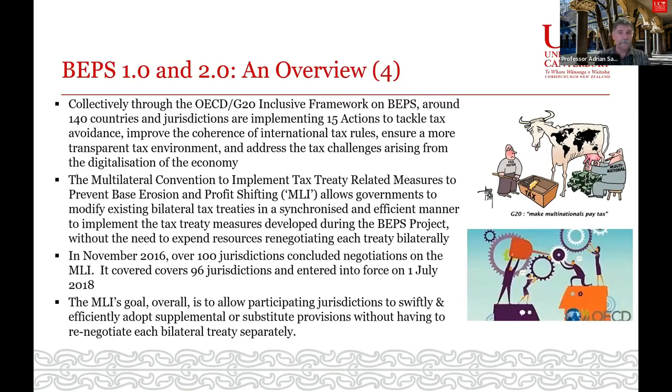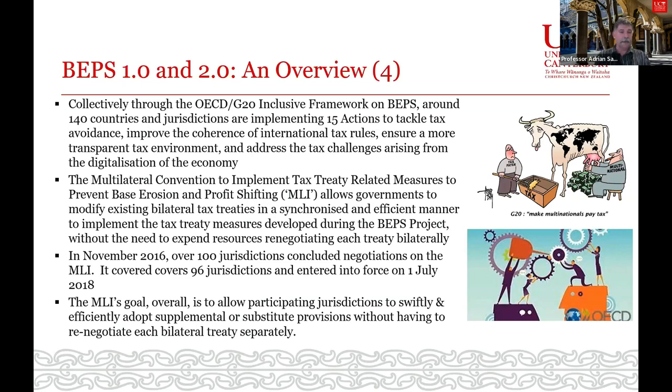So what do we have from that? Through the OECD G20's inclusive framework, about 140 countries and jurisdictions are at various stages of implementing the actions to tackle tax avoidance, to improve the coherence of international tax rules, to have a more transparent tax environment, and, although this one obviously still has a lot of work to go, address the tax challenges arising from the digitisation of the economy.